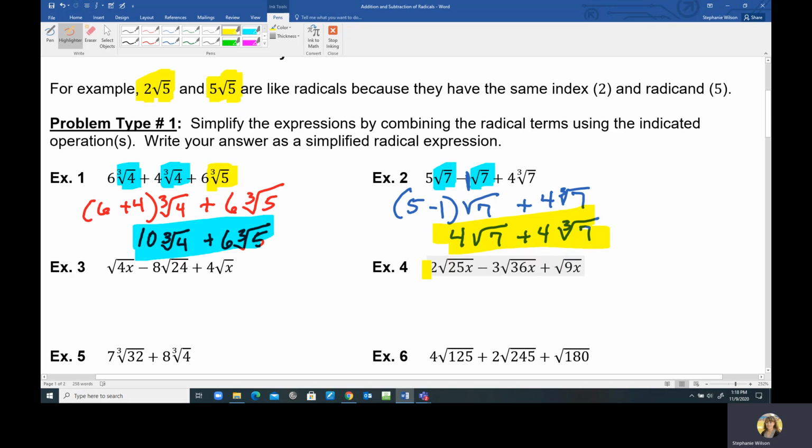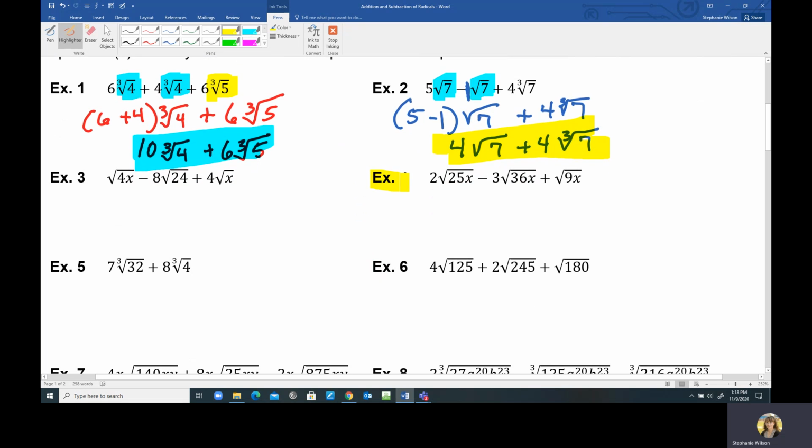So let's do one that's a little more complicated. So let's look at example 4. In example 4, I see that I have this square root of 25x. Well, the square root of 25 can be simplified, right? We know that the square root of 25 is 5. And then we have square root of x, and these two are multiplied together. So I'm going to go ahead and square root that out. So I have 2 times 5 square root of x.